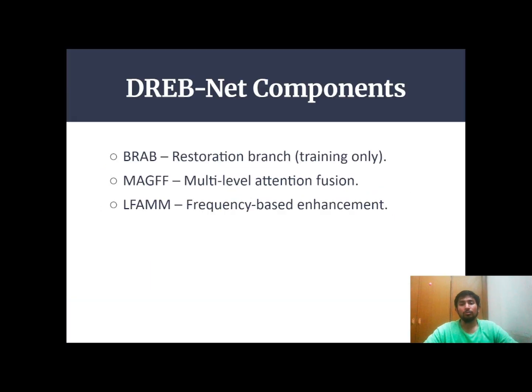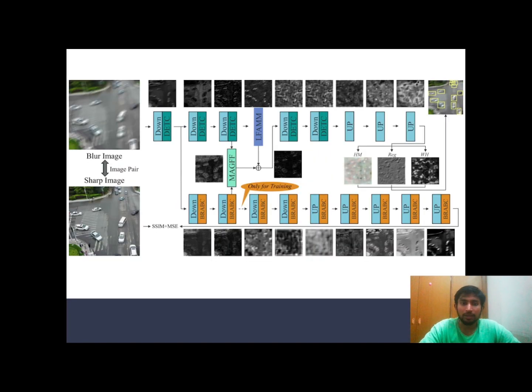Now moving on to our dual stream restoration and detection. The DREB-NET contains a blurry image restoration auxiliary branch, a multi-level guided feature fusion module, and a learnable frequency amplitude modulation module. The BRAB branch is like a UNet module that performs shallow restoration of blur during training.